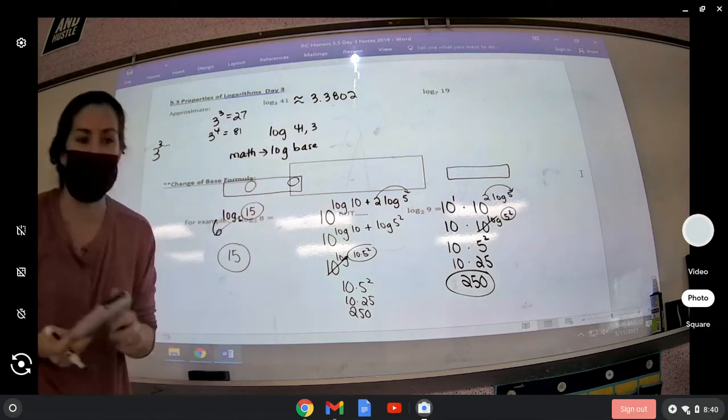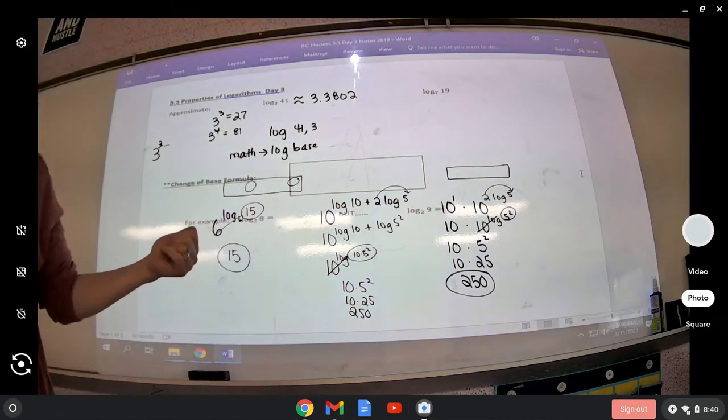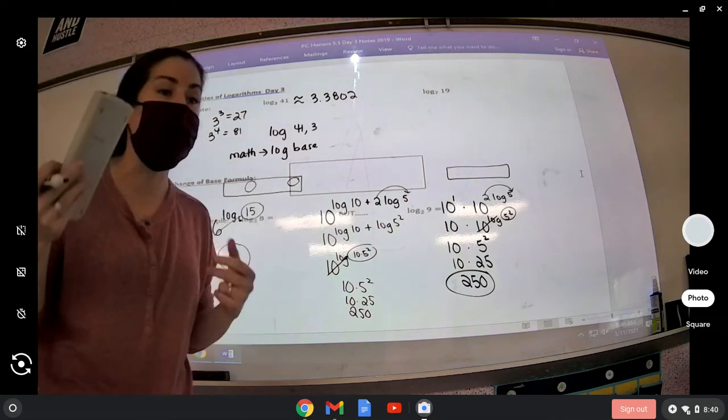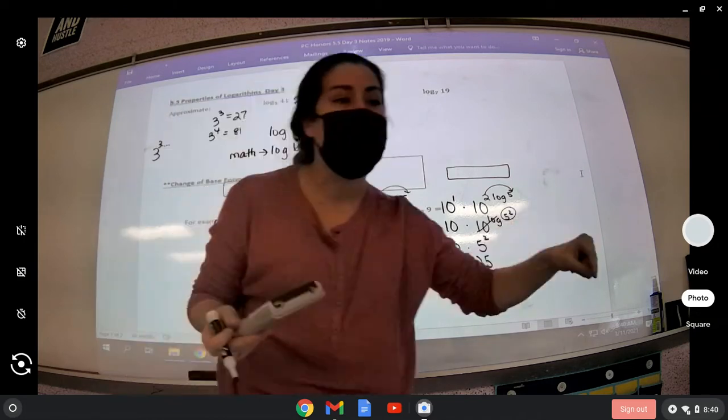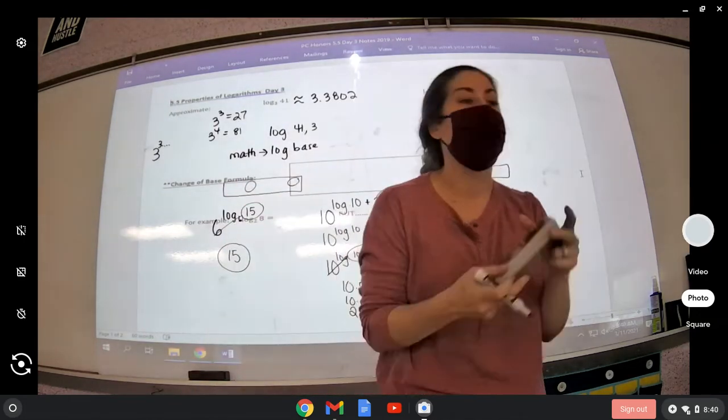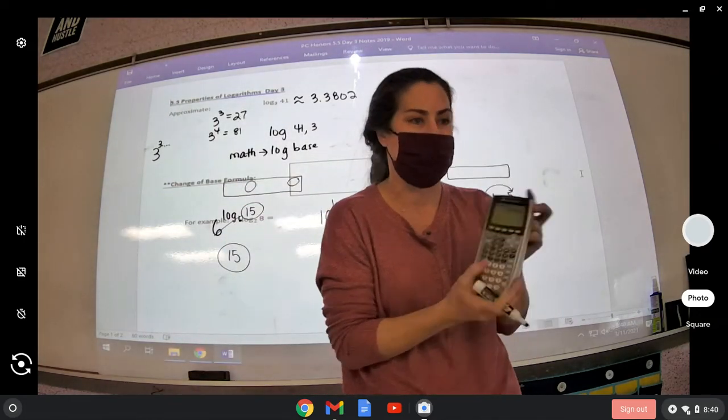So that's two ways that your graphing calculator will answer that question for you. Like I said, before we use the graphing calculator, you'd have to switch this log to either a base 10 log or a base e log, so then your calculator could find out the answer.